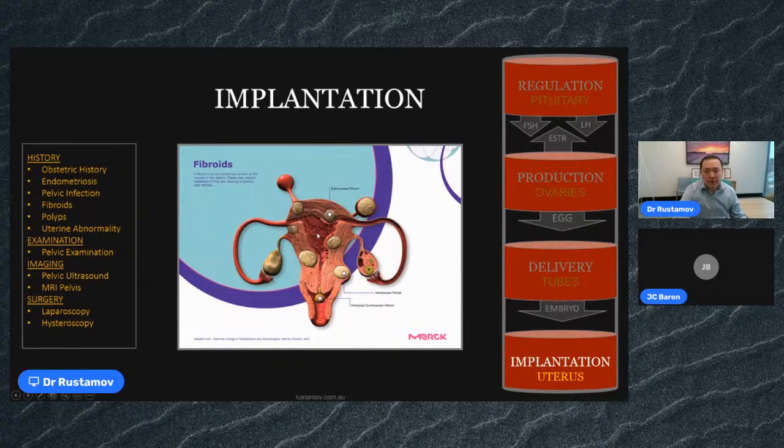And there are certain conditions which can reduce implantation. We need to look for the signs and symptoms of these conditions when we take history, take obstetric history. If the patient has severe endometriosis, which may impact implantation, history of pelvic infection, history of any fibroids, polyps, uterine abnormalities. If the patient has any large fibroids, pelvic abnormalities can be detected with pelvic examination or on pelvic ultrasound scan. If the patient has multiple fibroids, or submucous fibroids, we may need to do an MRI scan to establish the exact location, size, and number of fibroids. In terms of surgical investigation for fibroids and severe endometriosis, laparoscopy and hysteroscopy is the most optimal surgical intervention.